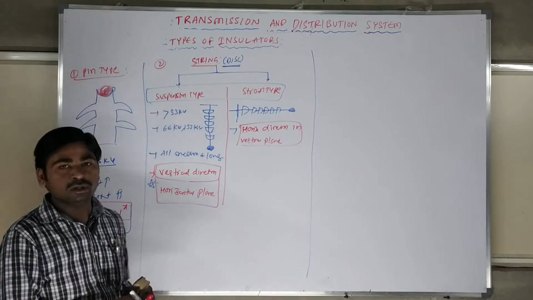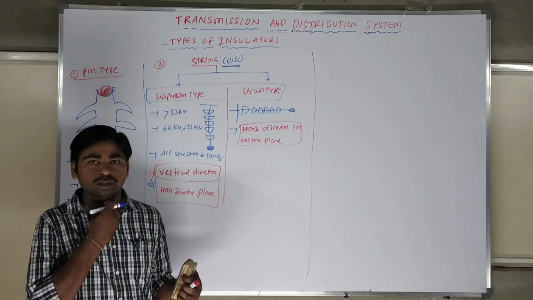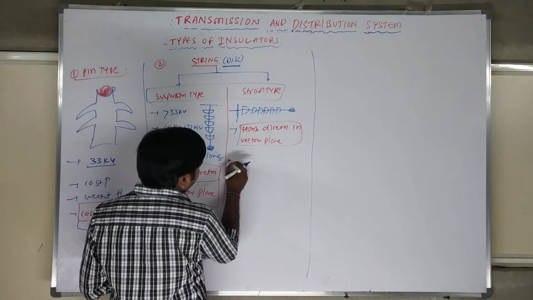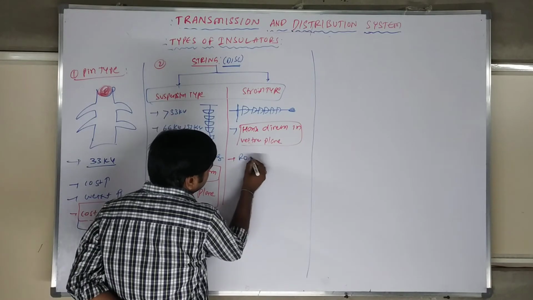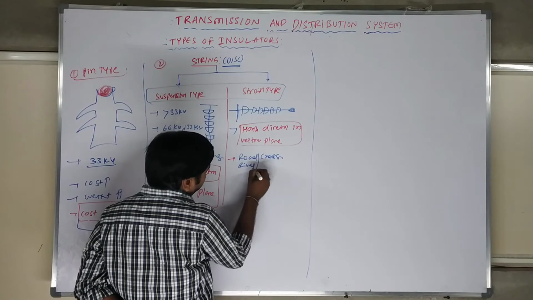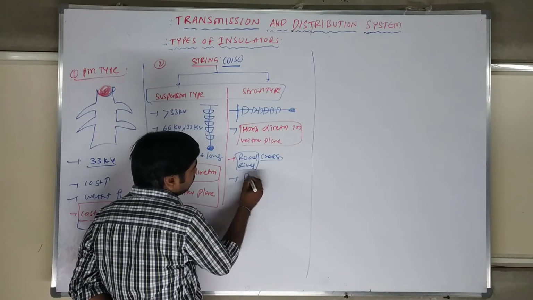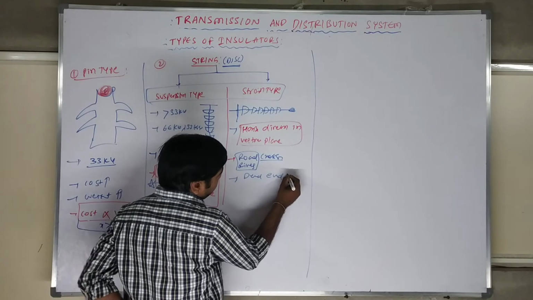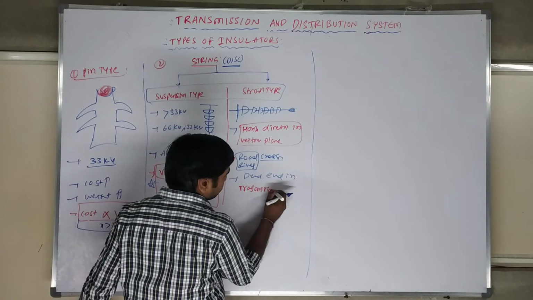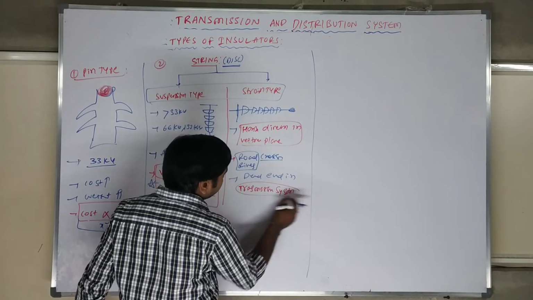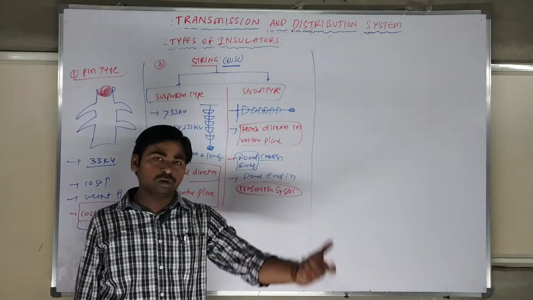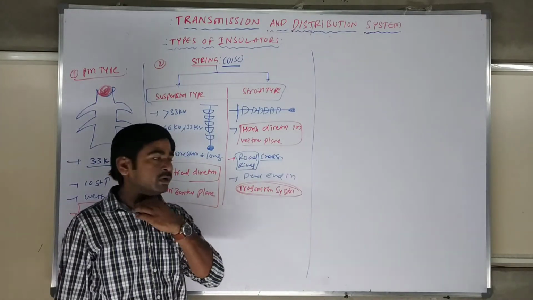Basically the strain type insulator is used at road crossings or river crossings, and at dead ends. Where we are holding road crossings or river crossings, and dead ends, in the transmission system, we use strain types. Very important: strain type insulators are used at dead ends, road crossings and junction points.